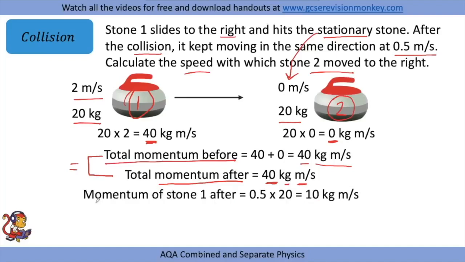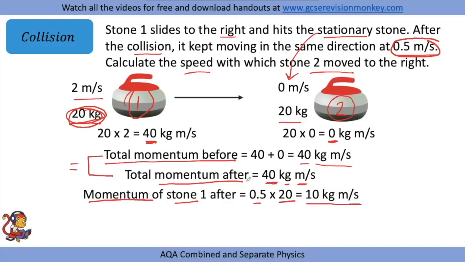So now we can calculate the momentum of stone 1 after, because the question told us that it kept moving in the same direction, but this time at 0.5 meters per second. It's got the same mass, so it's still a 20 kilogram stone. So this time its momentum is 0.5 times 20. So now its momentum is 10 kilogram meters per second. So that's the momentum of stone 1.